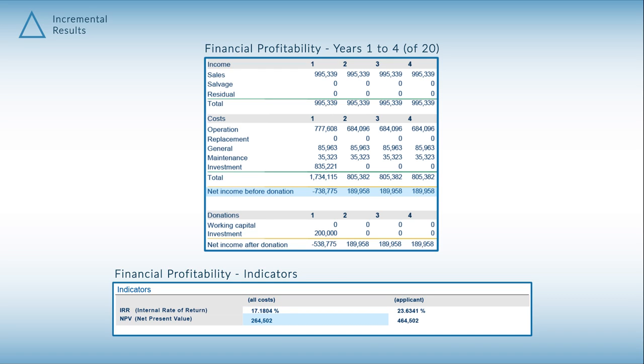264,502 Tanzanian shillings. The other scenario considers only the investment cost for which the beneficiaries or applicants are responsible. That is, any contribution that they must make plus the investment costs for which loans are used. Any costs covered by grants are excluded. In the same sugarcane example, the internal rate of return in these circumstances is 24%, and the net present value is 464,502 Tanzanian shillings.